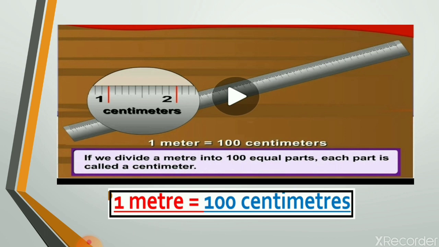If we divide a meter into 100 equal parts, each part is called a centimeter. 1 meter equals 100 centimeters.